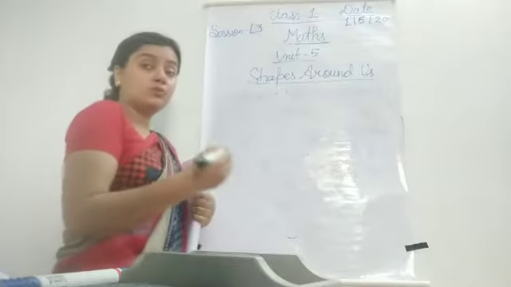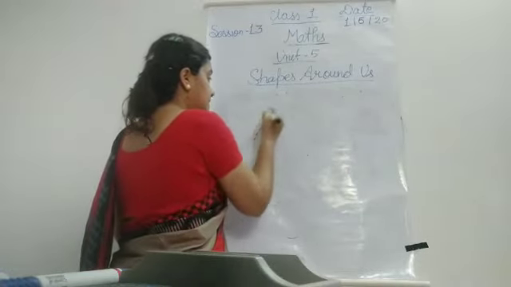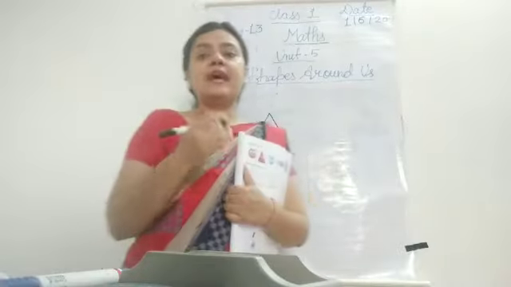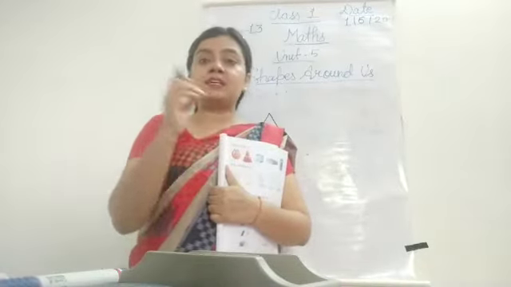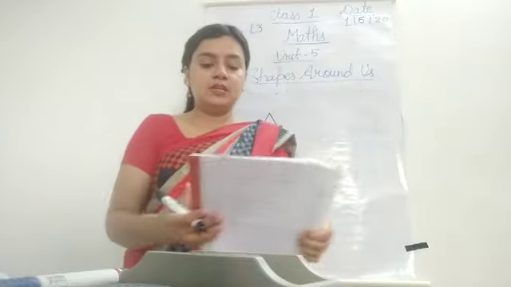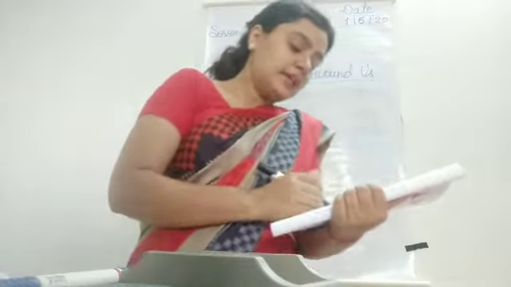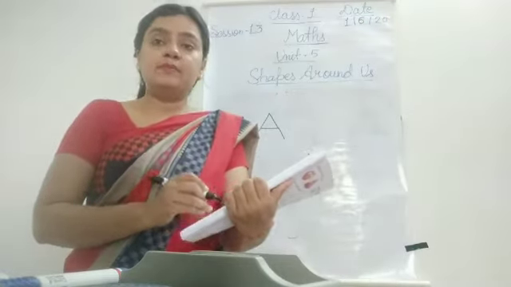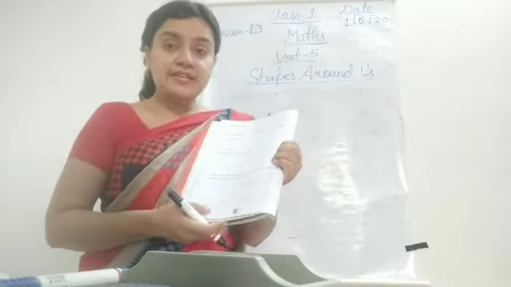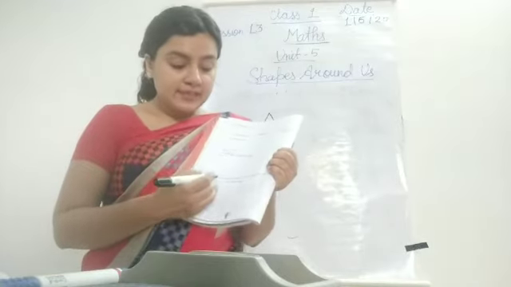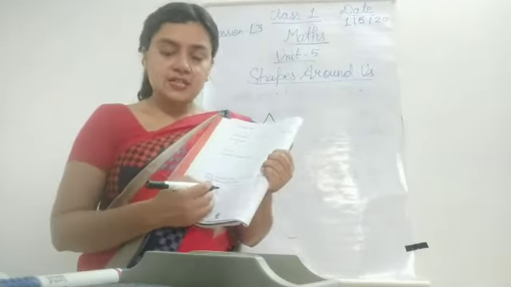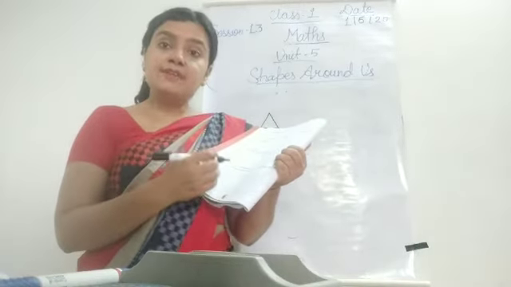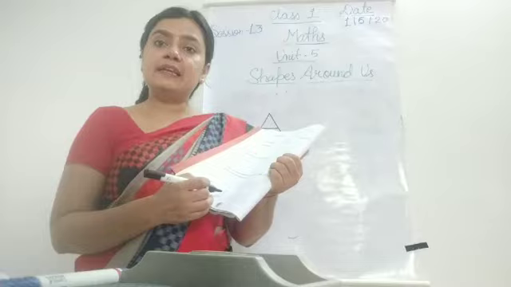If you go through A, this is a slant line, this is a slant line, and this is a sleeping line. With the help of these types of lines only we write all the numbers and alphabets. Here you can see what you have to do: color the letters and numbers made by straight lines red, and those made with curved lines blue.